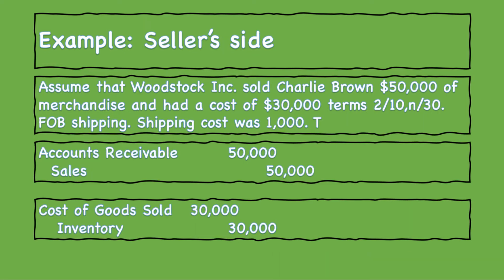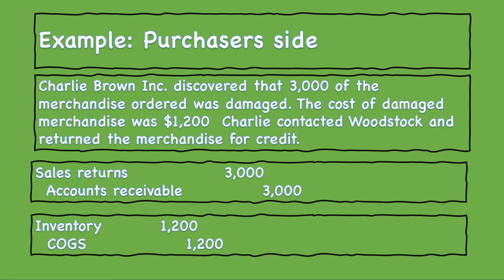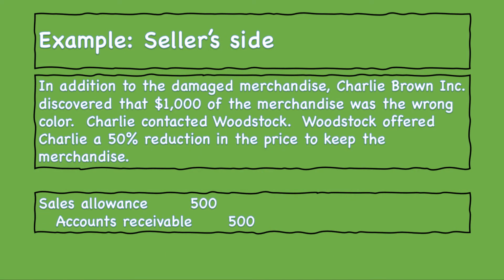I want to flip back for a second. This is what we did for the sale. When we have a return, we just do the exact opposite, right? We do the exact opposite. The only catch is that we don't debit sales, we debit sales returns, okay? So here we have an example, and again, it should be familiar to you.